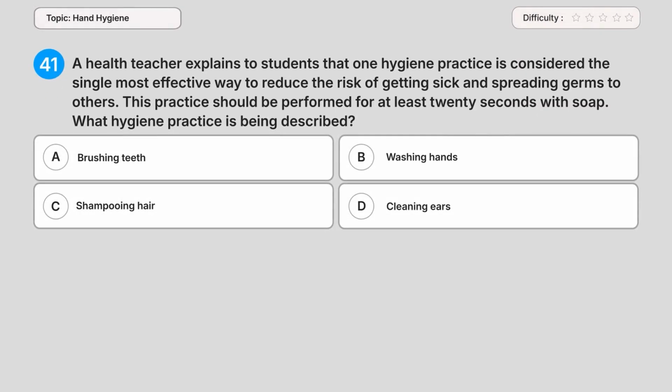41. A health teacher explains to students that one hygiene practice is considered the single most effective way to reduce the risk of getting sick and spreading germs to others. This practice should be performed for at least 20 seconds with soap. What hygiene practice is being described? A. Brushing teeth. B. Washing hands. C. Shampooing hair. D. Cleaning ears.